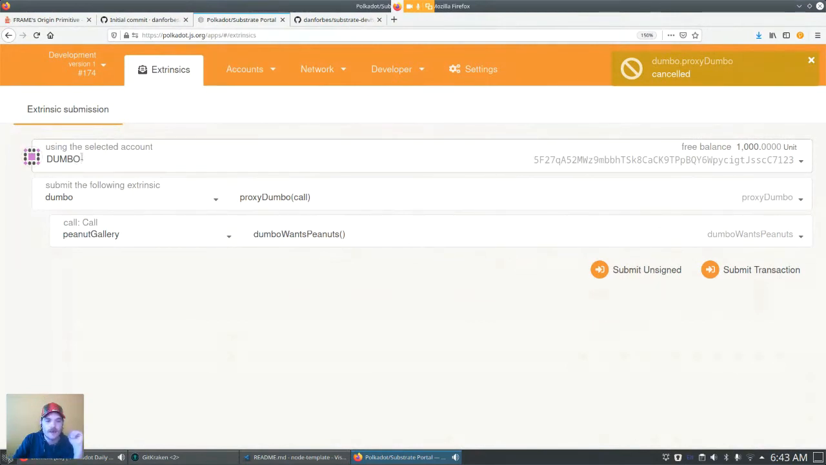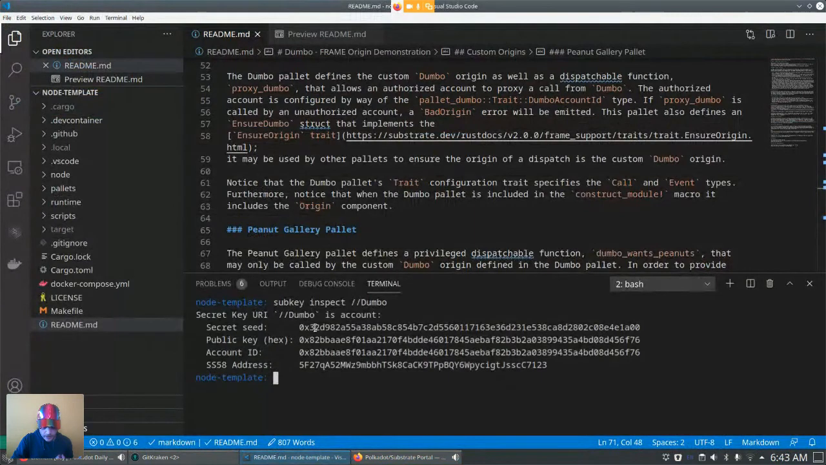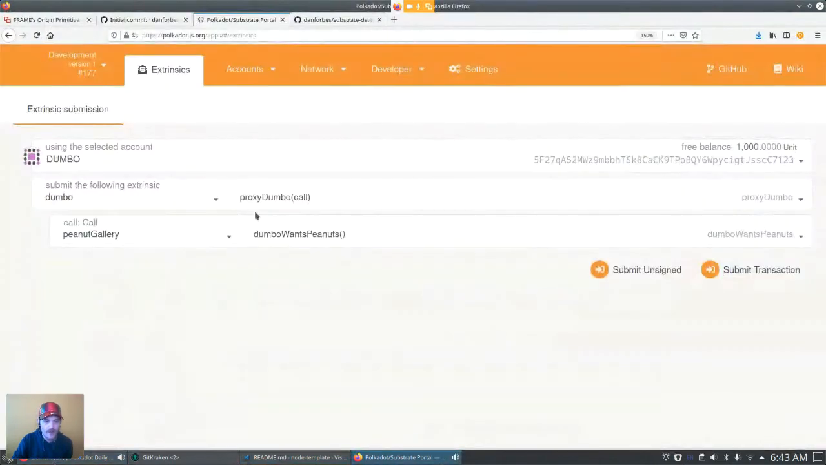There is the Dumbo account ID that I am using. I control the private key of Dumbo. Here is the private key of Dumbo. And so this is what I loaded into the Polkadot.js apps UI. And so what I'm doing right now is constructing this call that I'm going to sign as Dumbo.